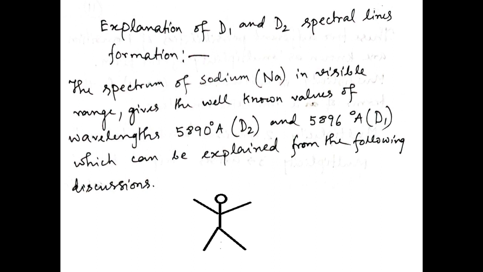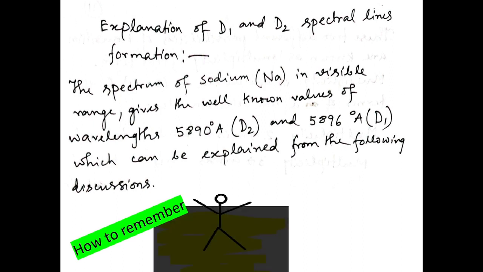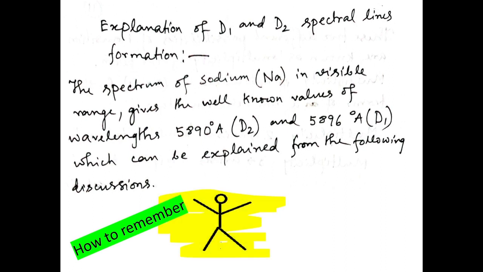Well, how to remember which one is D1 and which one is D2? Very easy to remember. As I am first, so I am D1. So D1 is the highest value, D2 is the lower one. For that reason, D1 is 5896. In terms of nanometer, it will be 589.6 nanometer.